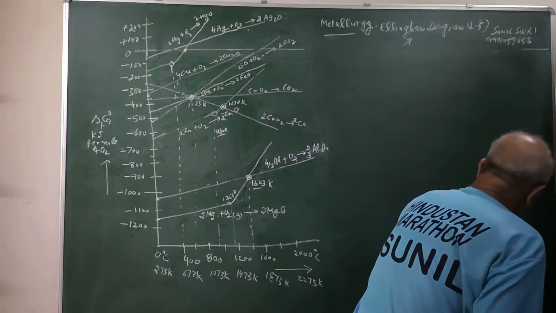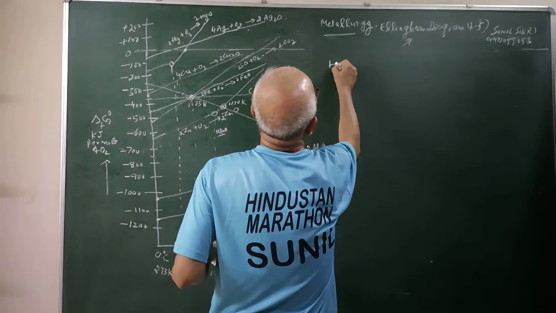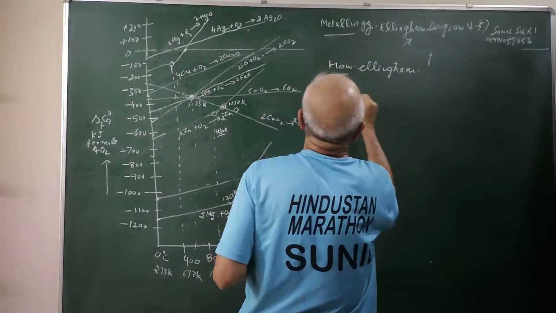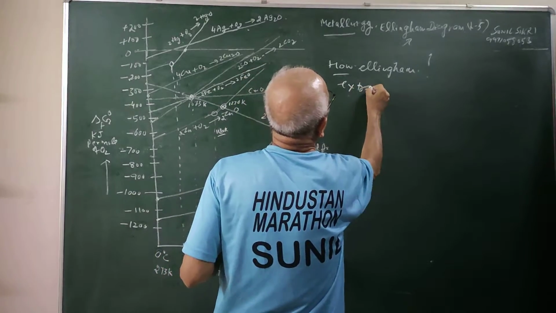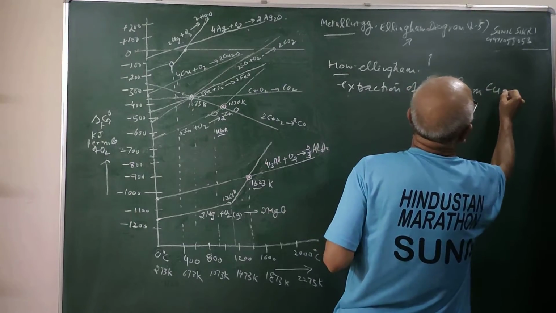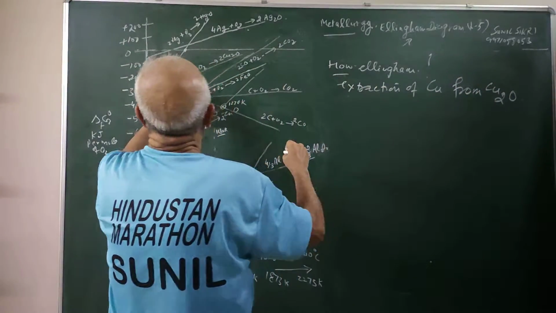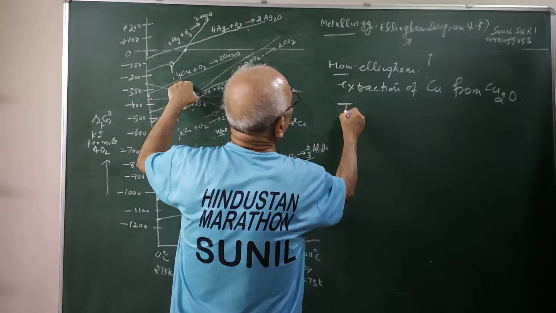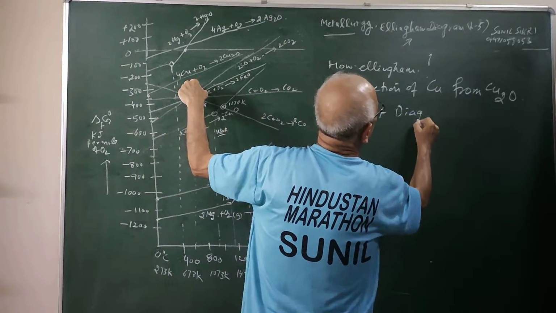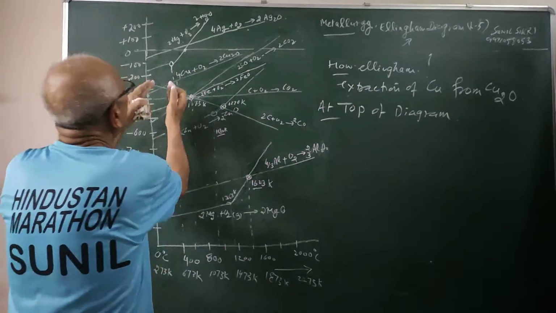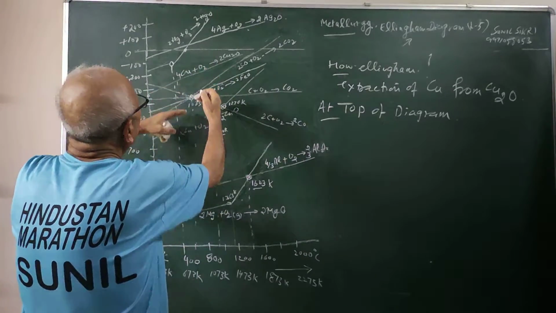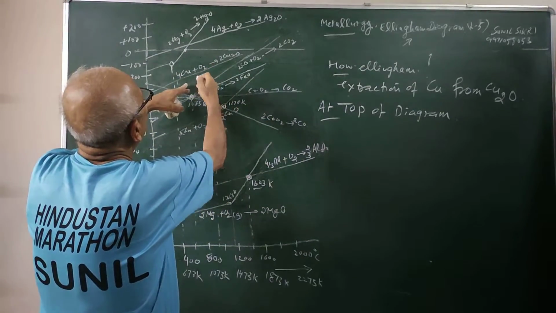Now let me see how the Ellingham diagram is helpful for the extraction of copper from Cu2O. Where is copper? You can see, students, copper is lying at the top. Copper is at the top of the diagram, and as you go to the top, the value of delta G becomes less negative. So those which are below this copper will be able to reduce this.